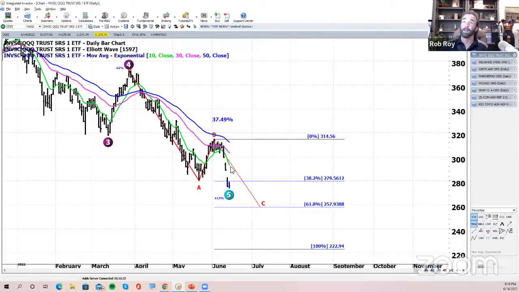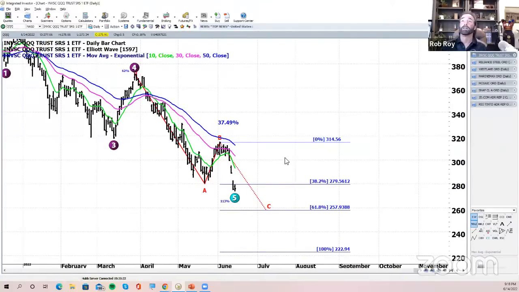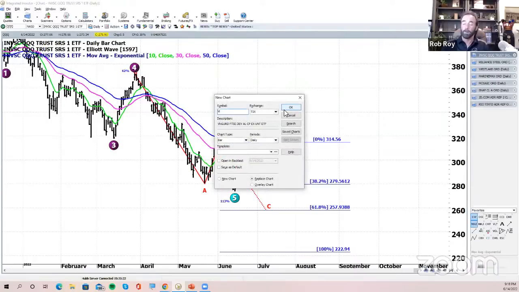But when you look at the Qs, even though we're oversold, it's not horribly oversold. So could we go down to the 61.8 tomorrow? We could, as scary as that is. But we are ripe for bounces based on these oversold conditions. So let me show you the small caps first, then we'll do the VIX.